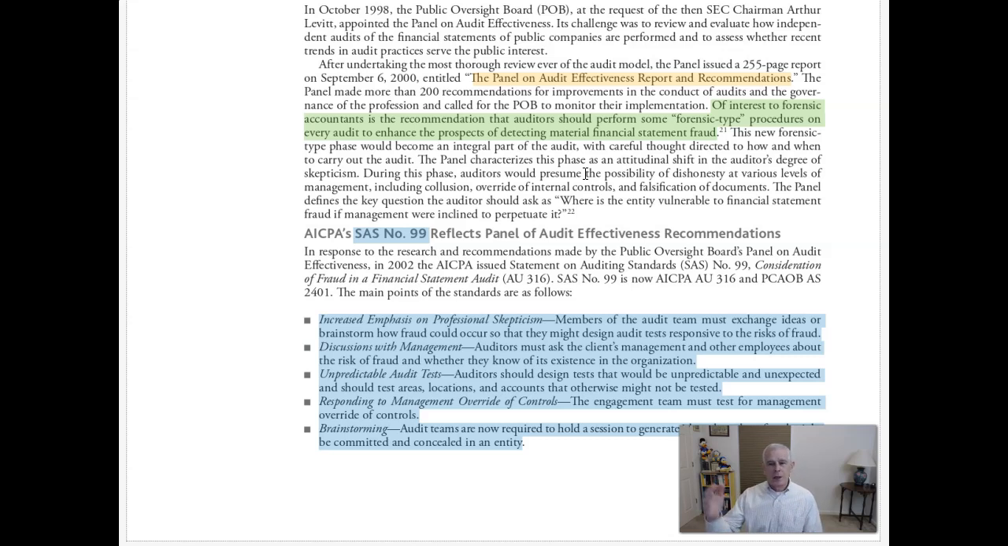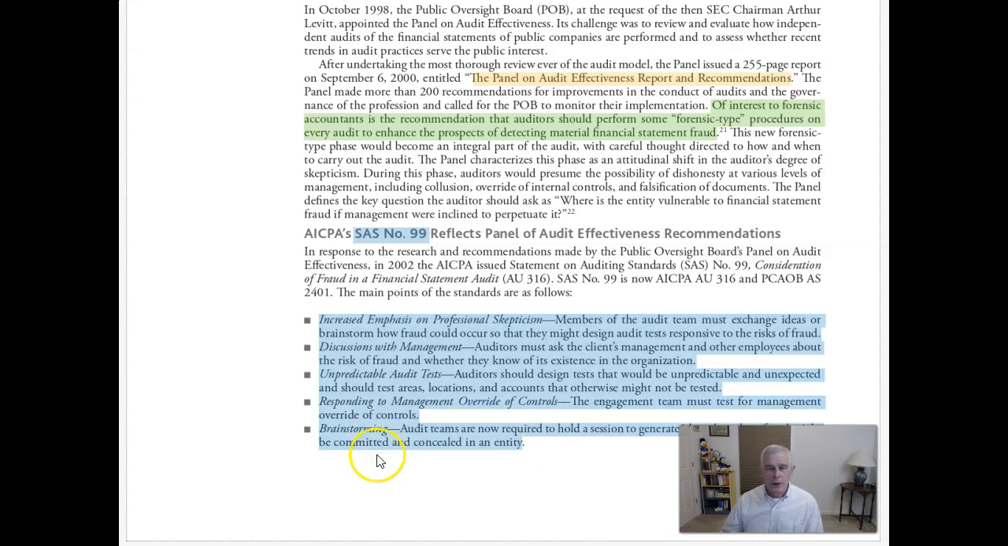SAS 99 plays into this also, down here at the bottom. An increased emphasis on professional skepticism. So as an outside auditor coming in, you're supposed to be more skeptical of the numbers presented to you. You need to dig deeper, possibly. You need to think about things in a different way. You need to have discussions with management. Have unpredictable audit tests. We just talked about that. You need to respond to management overriding controls. You don't want to see management overriding controls. If you see it, you dig further.